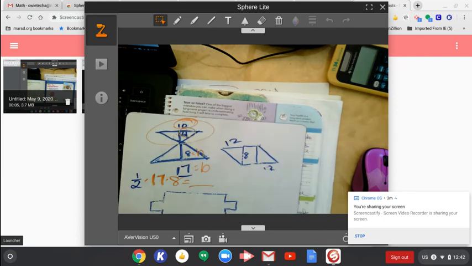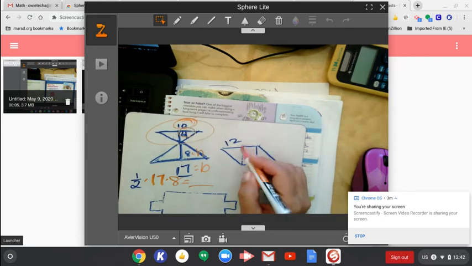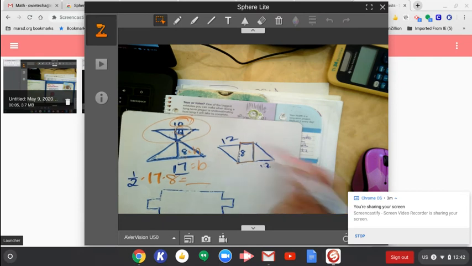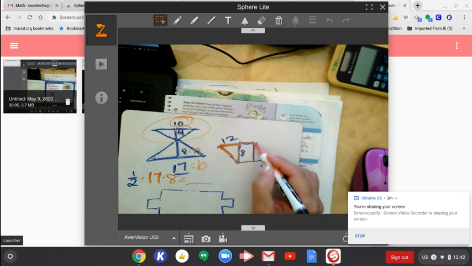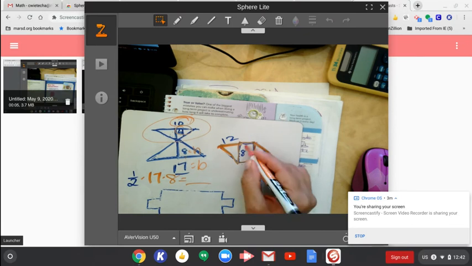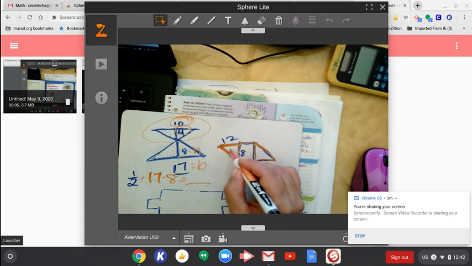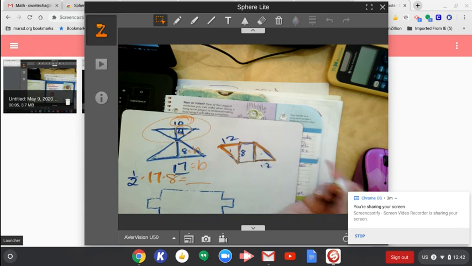Another one you're going to see is, it's going to look like this. You're going to have a rectangle here, and you're going to have a triangle here, and a triangle here. So you're going to do length times width to find the area of the rectangle, and then you're going to find the area of these 2 triangles and add it all together.